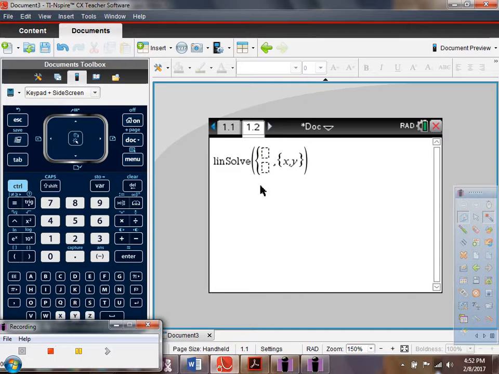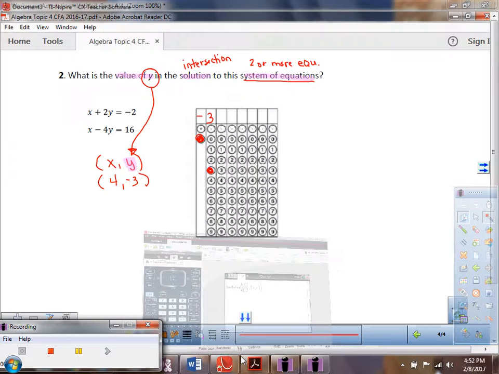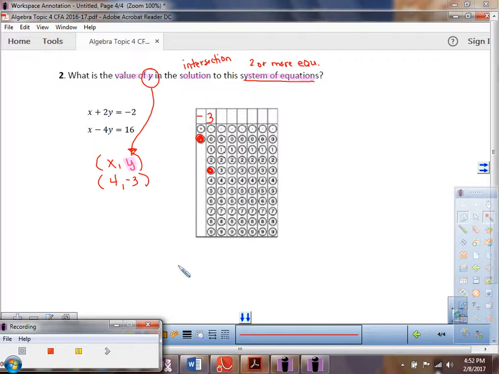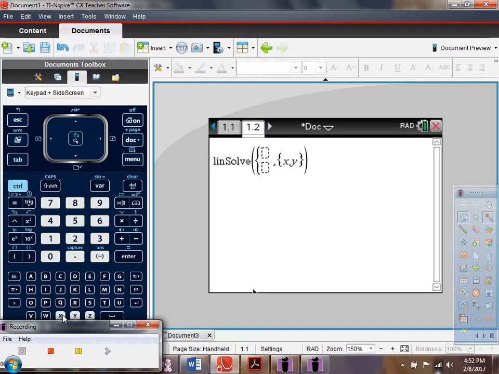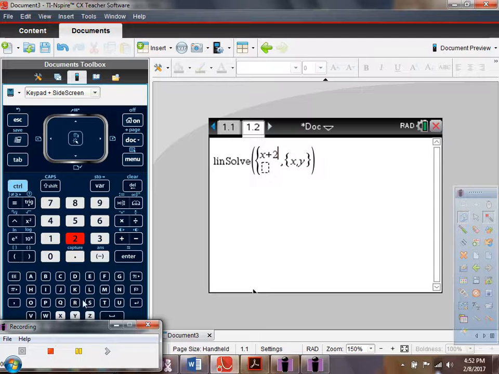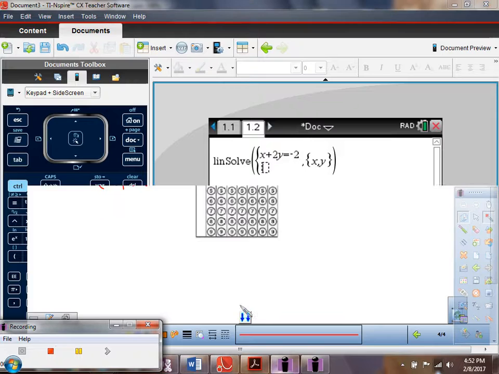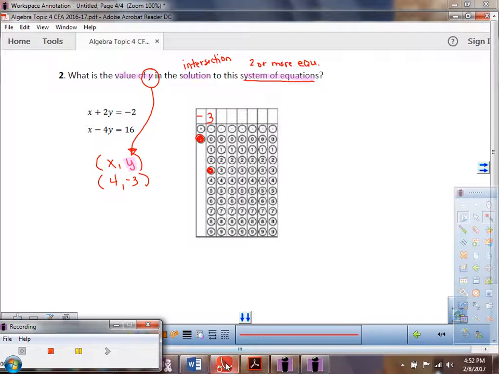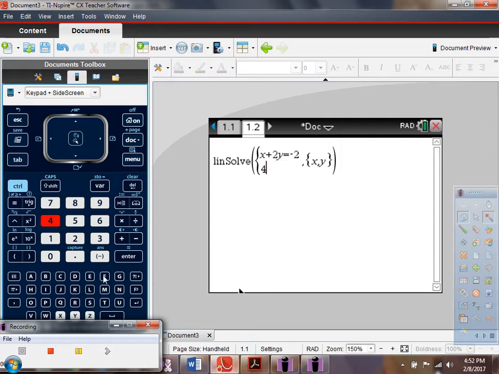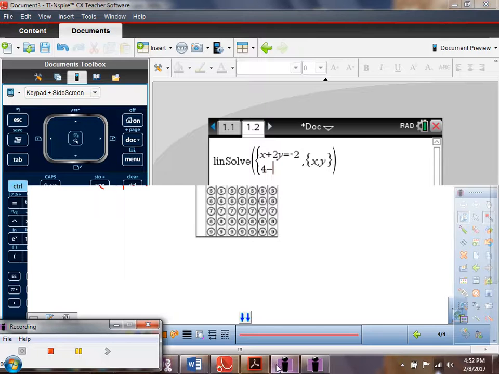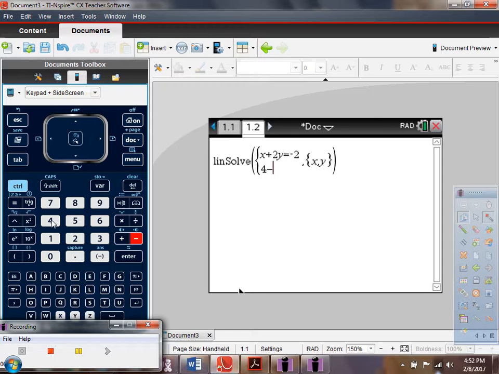And then literally you just type the equations in there. So you type in x plus 2y equals negative 2. In the bottom box, you type in the other equation, which was x take away 4y equals 16. And then you just press.